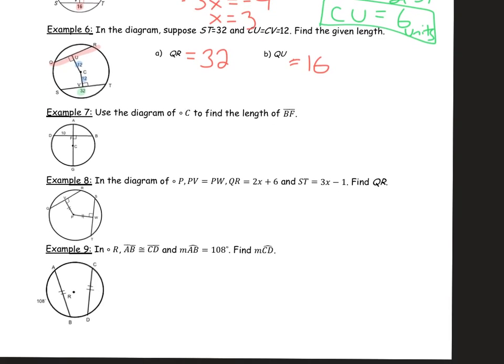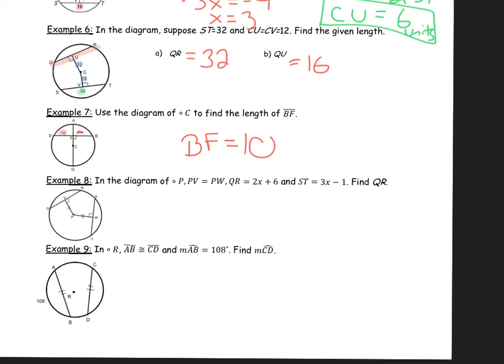In example 7, it says use the diagram of circle C to find the length of BF. So we are perpendicular here. So I know that BF has to be 10 because this distance here is 10. So you can't read that at all. Sorry. BF, I'll just write it over here, is also going to be 10.